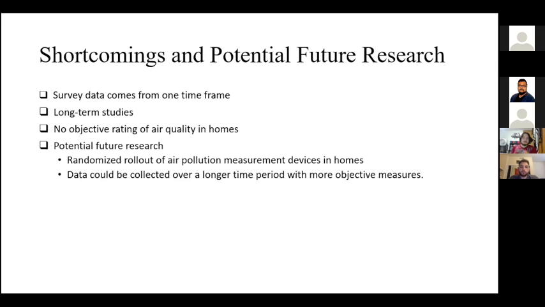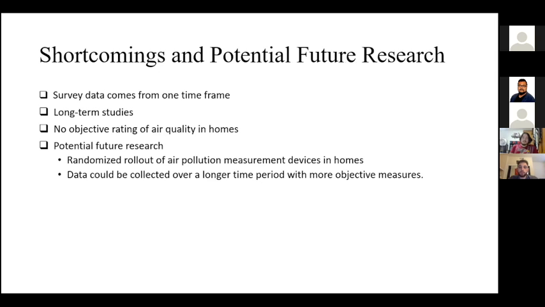As for shortcomings and potential future research, one of the major shortcomings of our data is that it only captures one time frame. We can't change much about it, which limits our ability to do long-term studies. Furthermore, there is no objective rating of air quality within homes, which is also a limitation of our data.